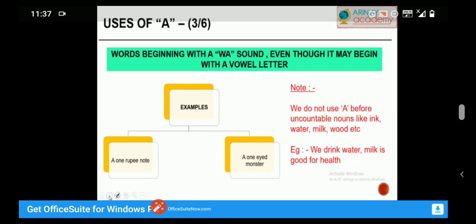We should note one thing, that we do not use a before uncountable nouns. And what are uncountable nouns? The nouns which we cannot count. So, there is a note that we do not use a before uncountable nouns like ink, water, milk, wood, etc. We can say that we drink water, or milk is good for health. Not that we drink a water or a milk is good for health. That is wrong. So, we do not use the article a before uncountable nouns.